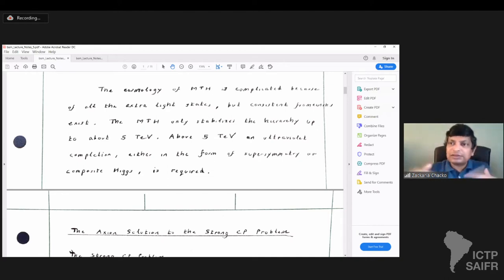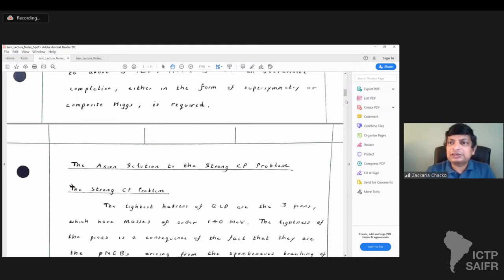So these are some of the ideas that are out there to solve the hierarchy problem without having a lot of residual fine tuning. And something like neutral naturalness can be embedded either into the composite Higgs or into the supersymmetric framework. Okay, so let me stop here and ask if there are any questions.